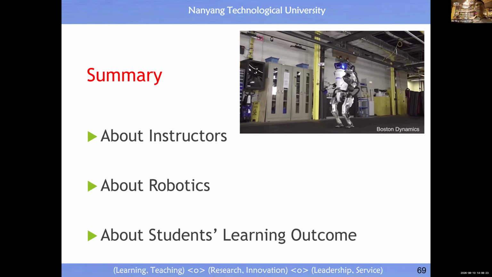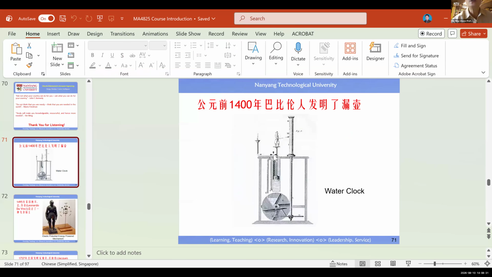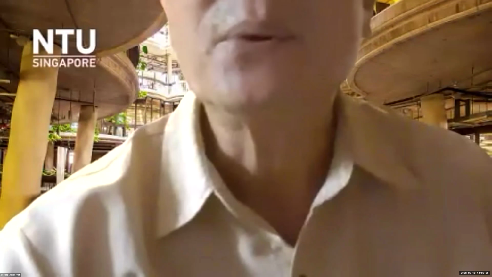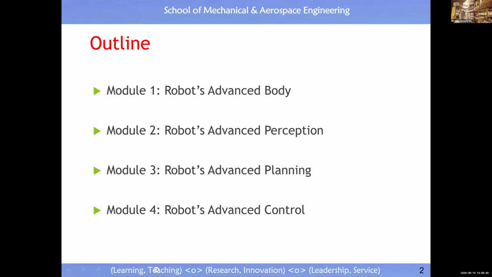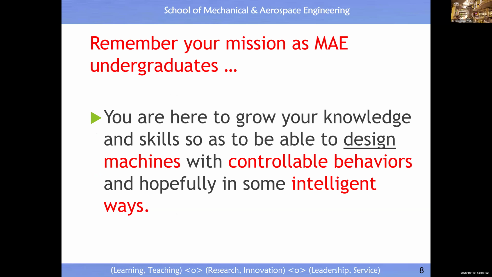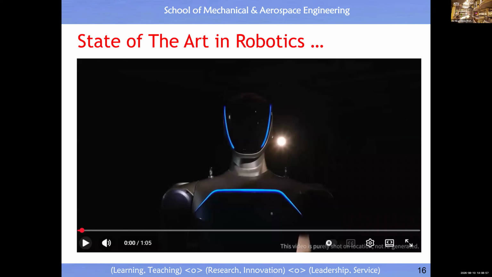So that's the quick introduction of this robotics course. Now let's move on to the study of module 1. Module 1 is about the study of robots' advanced body. I can skip the slide at the beginning, because I already mentioned all these things. What is the current state of the art in humanoid robots? I'll play a little bit of this video to give you an idea.